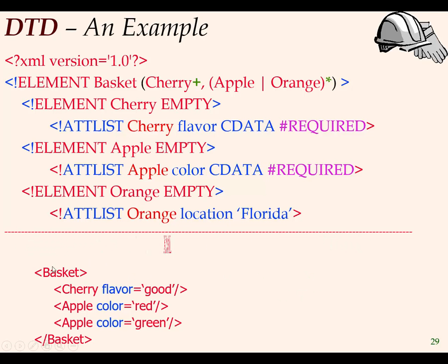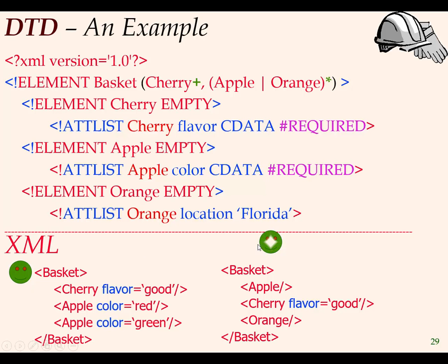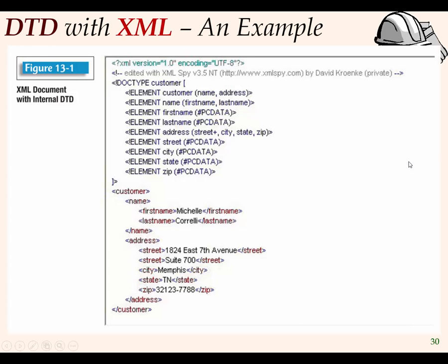So is this a correct XML that satisfies this type? The answer is yes, and I'll show you another one. Is this good or not? And you can see that apple is required to have color, so this is not valid. This XML document does not meet this type definition. Okay, so this is an example of a DTD.